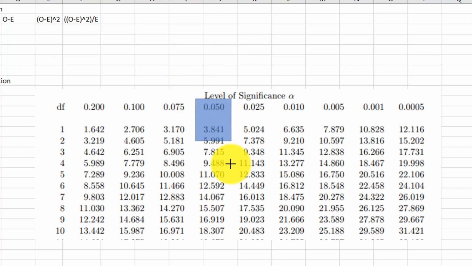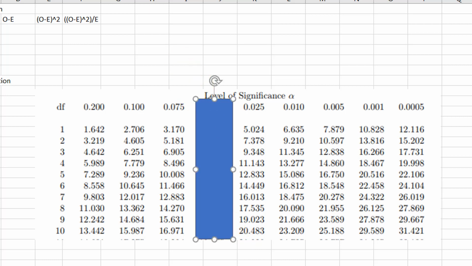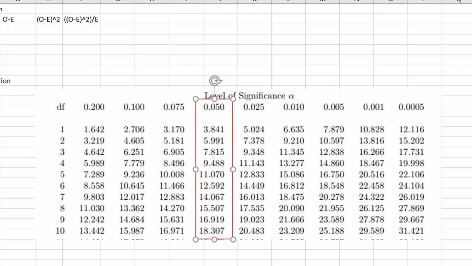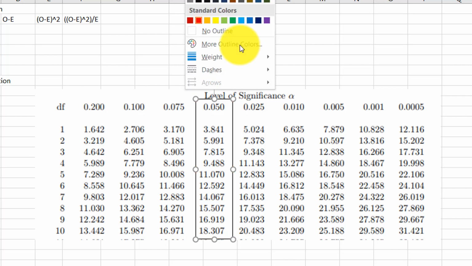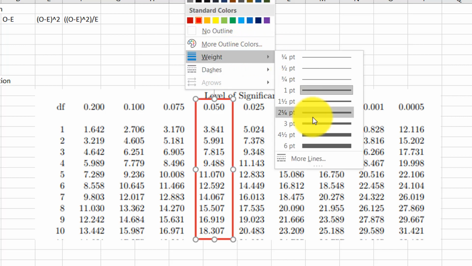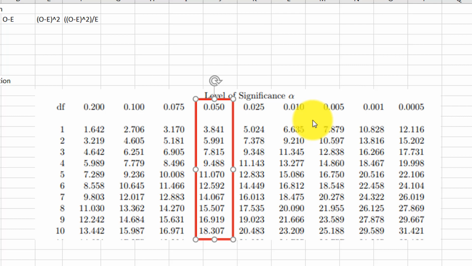And we said our alpha is 0.05, so I'm just going to do a little coloring over that column. Get rid of the shape, bring in some red color. It's nice and easy to see. And I'm going to give it a little bit of a heavier weight so it's more visible for you. So this is the column we're going to find our values in.